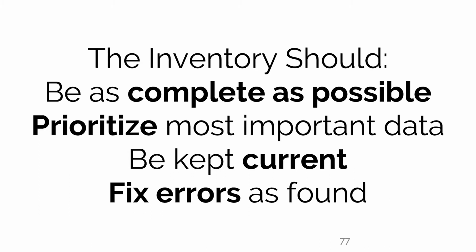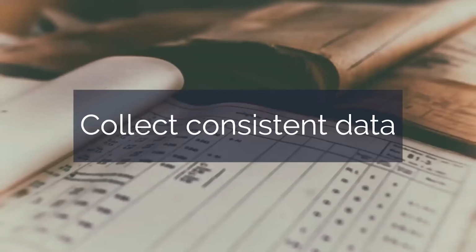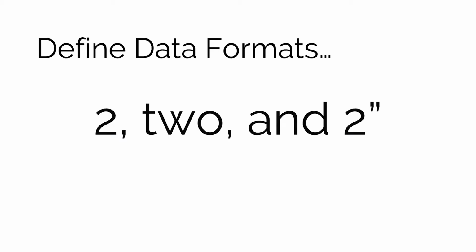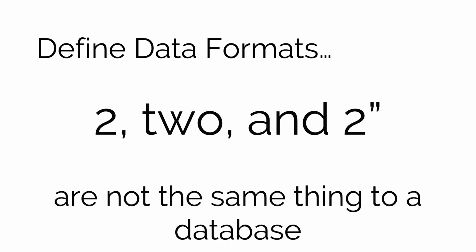You may find your inventory says a pipe is 6 inches in diameter, and the next time you do a repair, you realize it's 8. No big deal. Just update the inventory to reflect the new information. Make sure that the data you collect is consistent. The number 2 and 2 inches are not the same thing to a database.